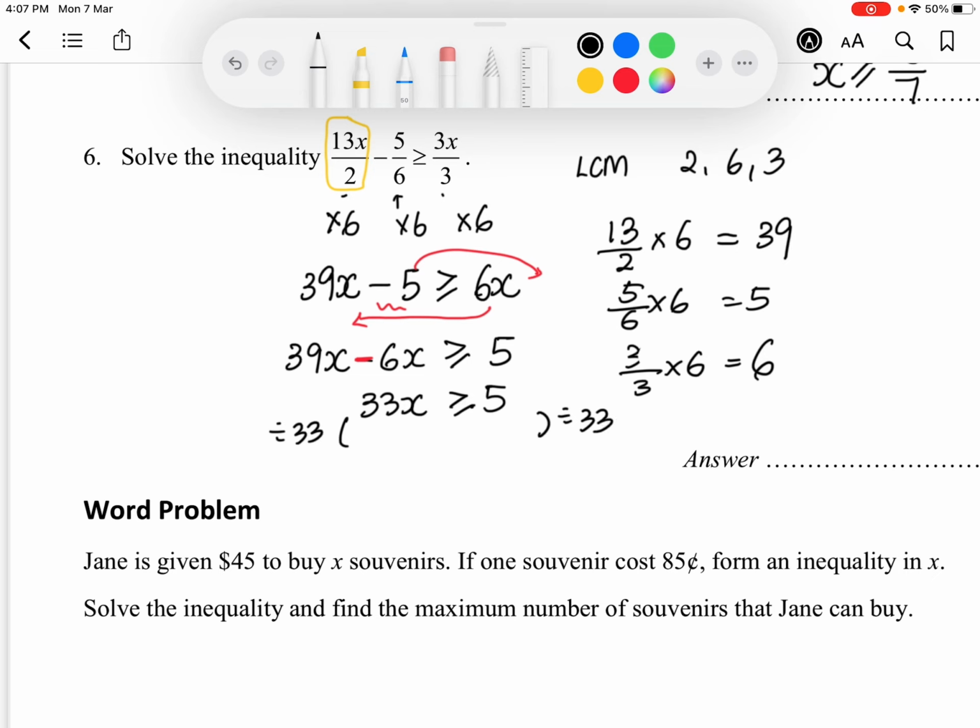My number is not an exact decimal, so in this case the best way is to keep it as a fraction, 5 over 33. Notice I'm dividing by a positive number, so the inequality sign does not change direction. The question says solve the inequality, so I copy the whole inequality as the answer into the blank.